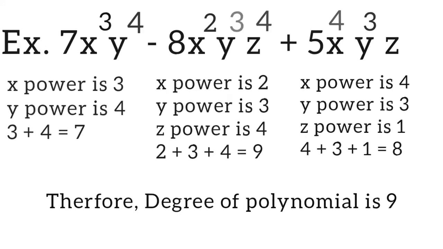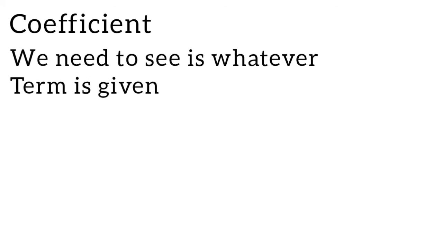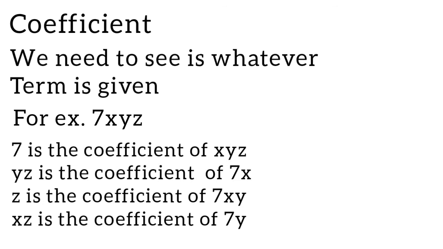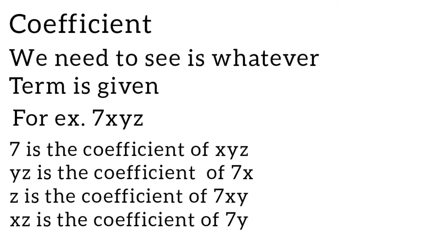Understand the concept. Now the next concept is called coefficients. In the coefficients, what you need to see is whatever term is given. For example, here 7xyz is given. Whatever term we are asking about, 7 is the coefficient of xyz. If I consider yz, what will be the coefficient? Whatever remains, 7x is the coefficient of yz. If I say what is the coefficient of z, it will be 7xy. And if I ask you the coefficient of xz, it will be 7y and so on. This is what you have to remember in the concept of coefficients.